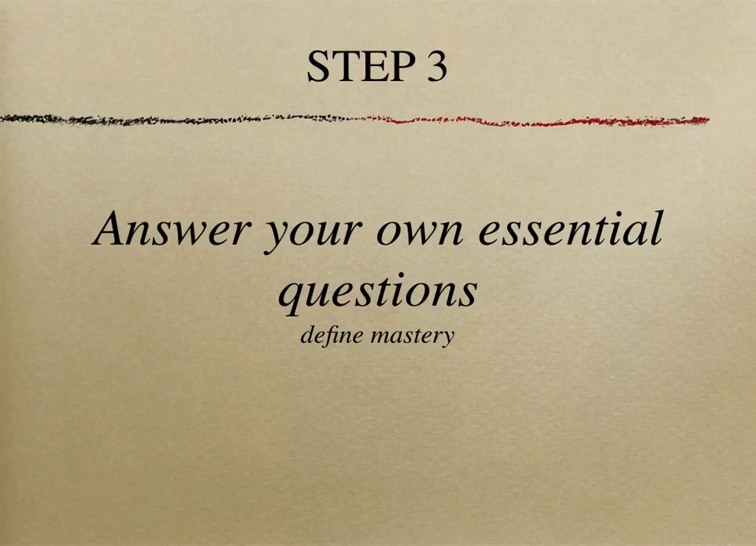The next step is to answer your own essential questions. What is mastery? What do you want them to be? How do you want them to be answering these questions? What is it that they need to know in order to successfully show you that they have understood the unit or lesson? So this is what I knew that my students needed in order to be able to meet those essential learning outcomes that I had previously created in step 2.